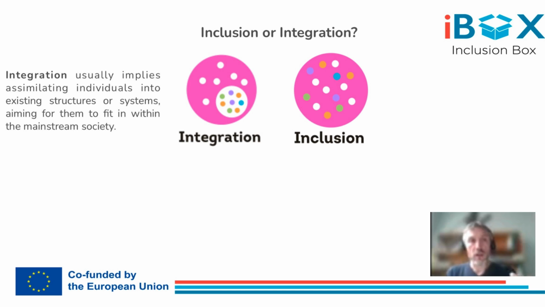That would be integration. Just to depict those concepts, those are famous icons that we use when we talk about them. We have integration, where we have this main sphere, and within this sphere we have this small circle of people that are together between them, but are not mixed with the ones around in the bigger sphere.